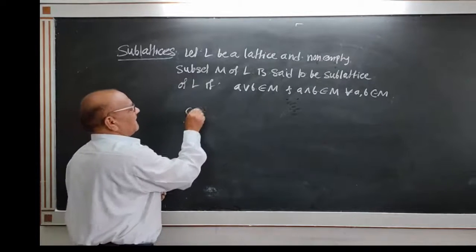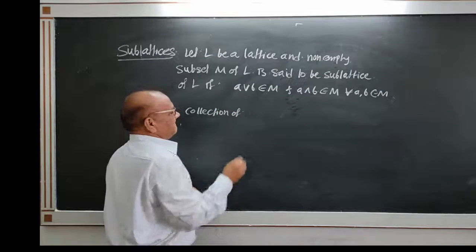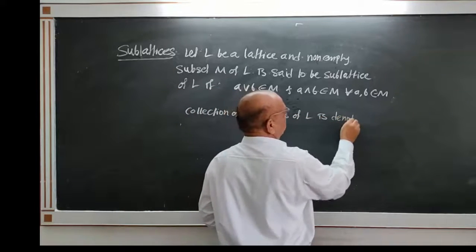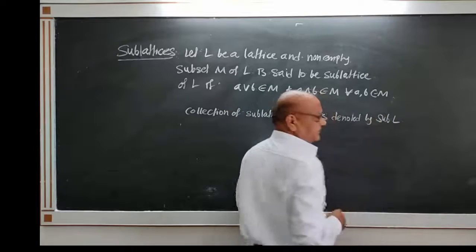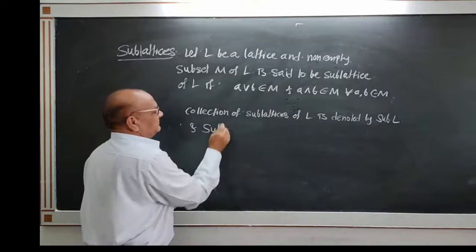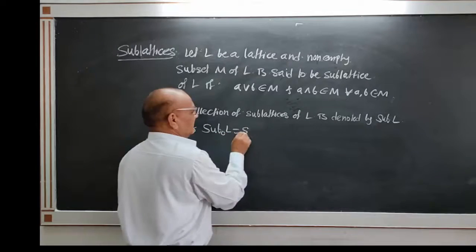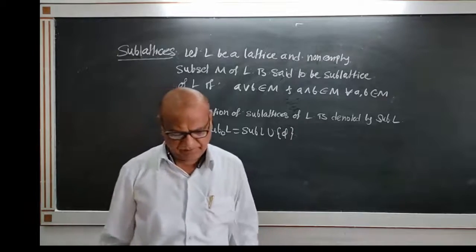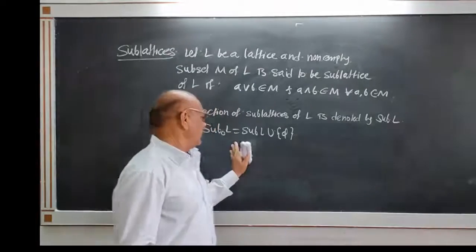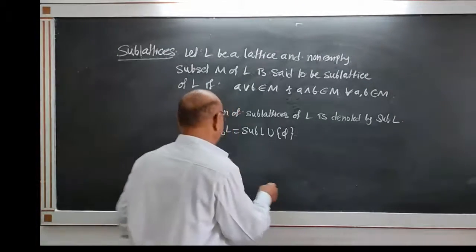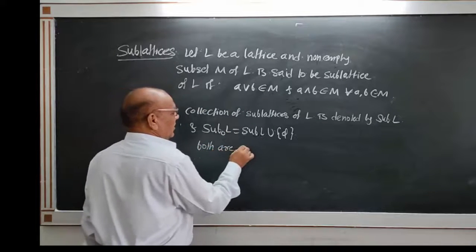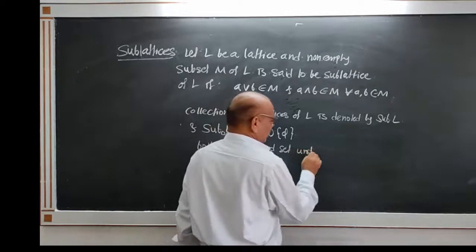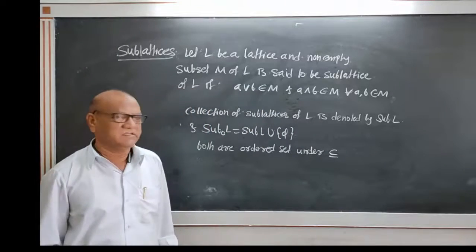Collection of sublattices of L is denoted by Sub L, and Sub L 0 means Sub L union singleton phi, and both are order sets, that means partially ordered sets under the subset relation, inclusion.